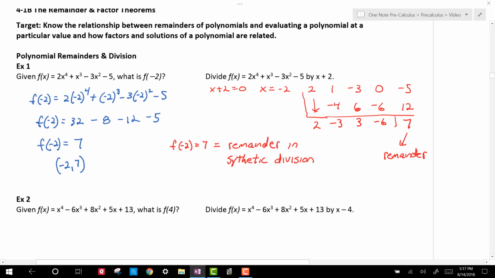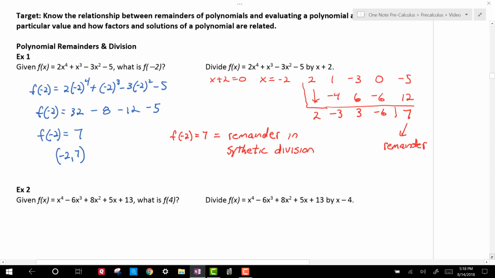So if I want to know, for instance, if x plus 2 is a factor of this polynomial, without doing all the division, I can just plug it in and see if it comes out to be 0 or not. If it comes out to be 0, that means I'm going to get a 0 remainder. Okay, let's take a look at the next one and see.